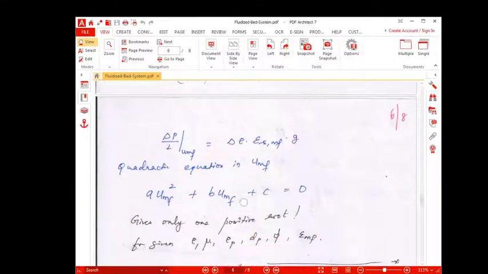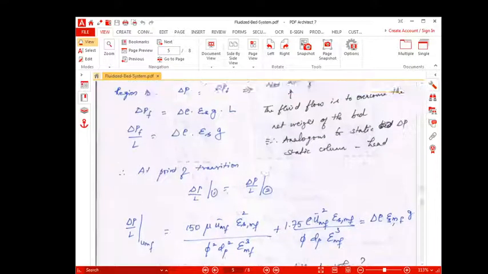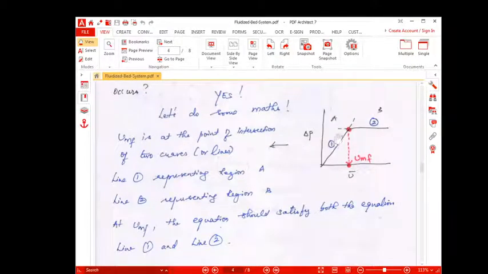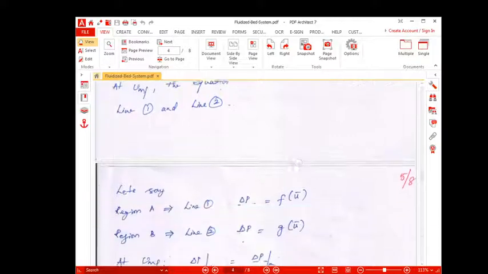Now remember, at any operating velocity which is greater than UMF, the bed is said to be in a fluidized state. So UMF is a state of minimum fluidization, the point where the fluidization starts. And at any velocity which is less than the UMF, the bed is said to be in a fixed bed state. So if your operating condition is in this part, you are in a fixed bed state. If your operating condition is in this zone, then you are in the fluidized state.